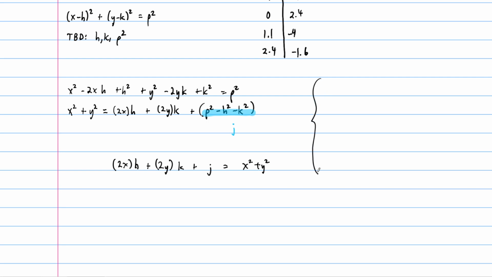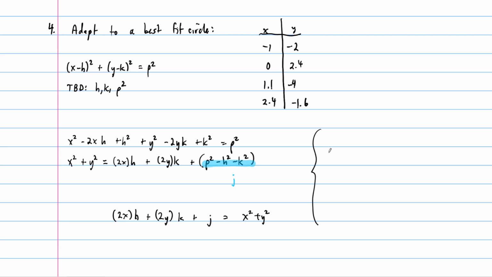So let me write the system over here. This one's going to be −2h plus, this one's going to be −4k plus 1j equals x² + y². So this is going to be 1² + 4², so this one equals 5. Okay, and then we can go through the rest of this. So 0h, right, plus, next one's going to be 4.8k plus j equals 2.4², right, over here, 0 plus 2.4².